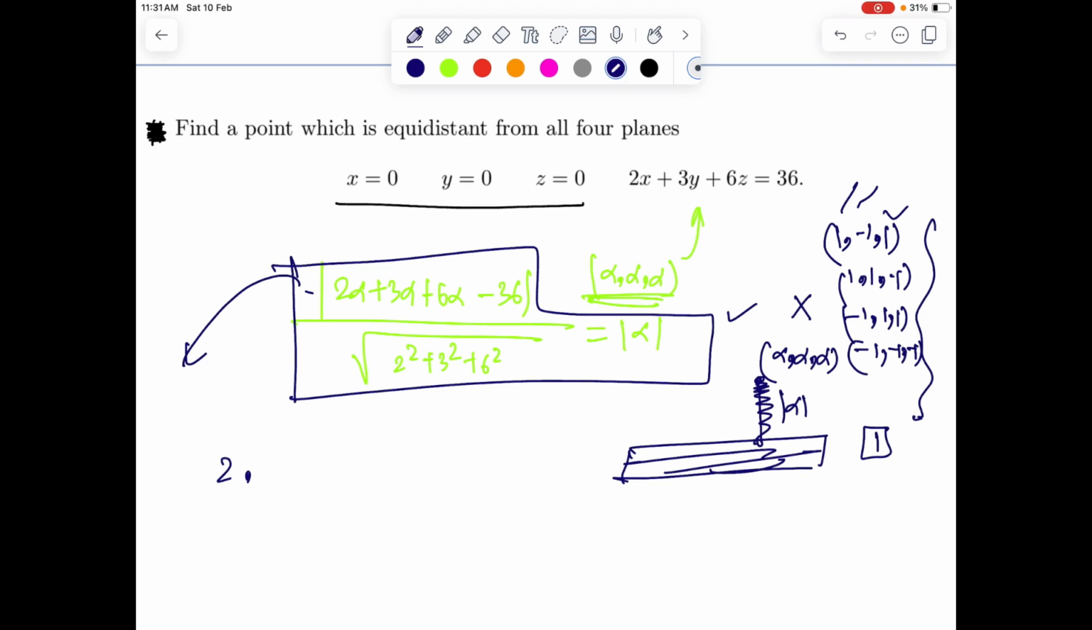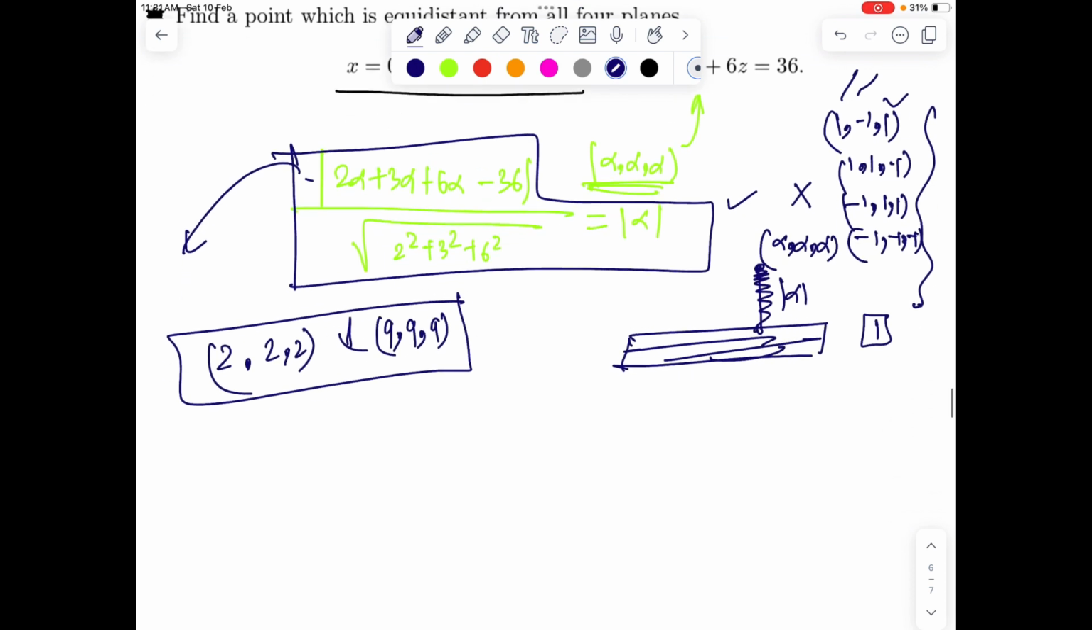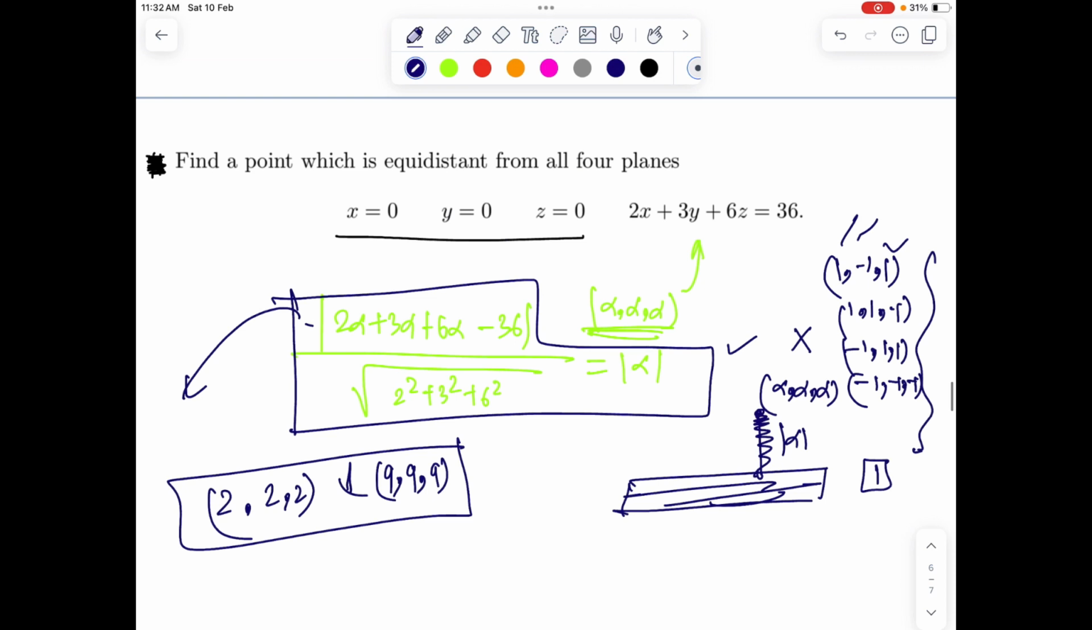So while solving this, if you directly, blindly solve this, you will get the values as 2, 2, 2 and 9, 9, 9, which is clearly a subset of the entire solutions, because we can have other possibilities as well, when the point coordinate is alpha, minus alpha, alpha.